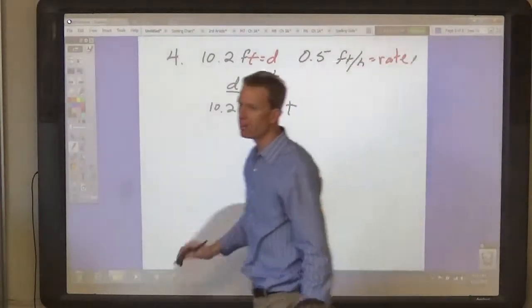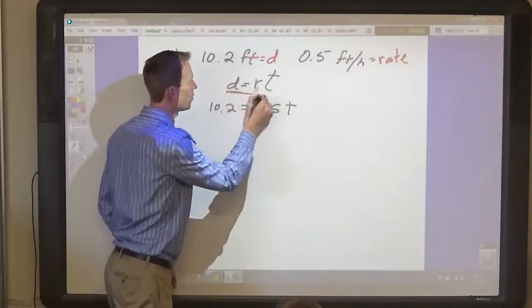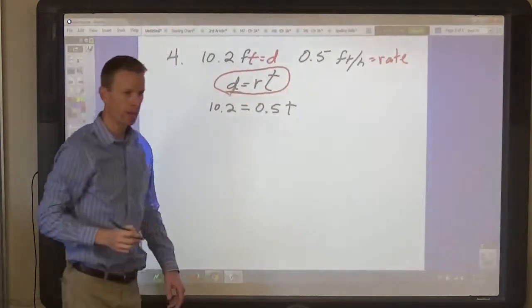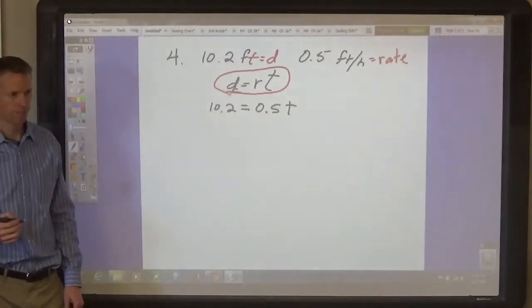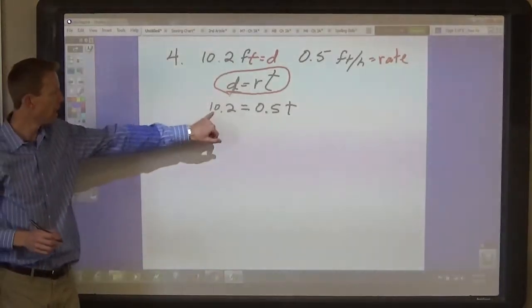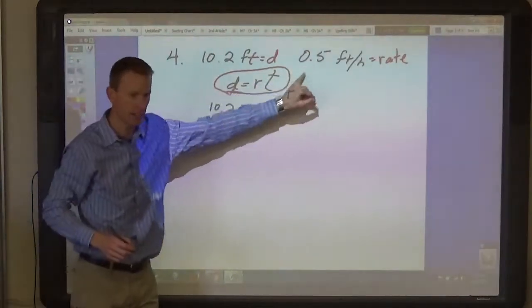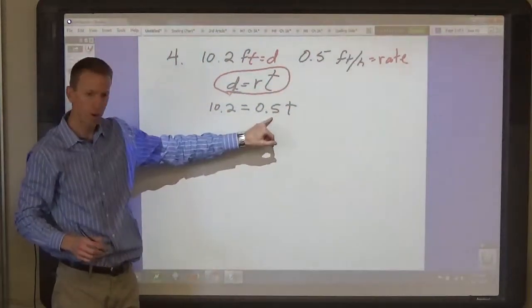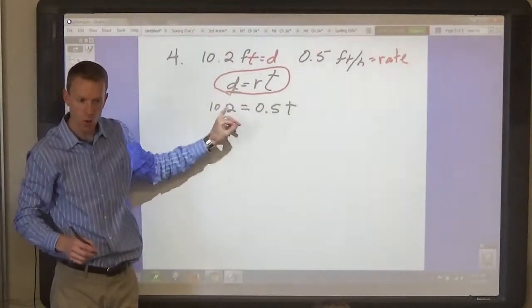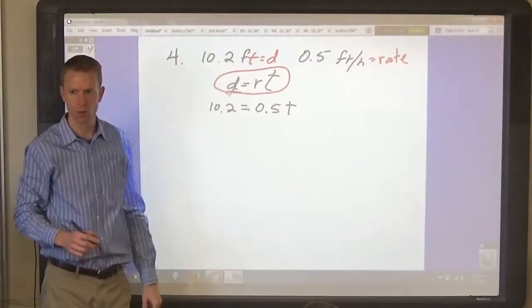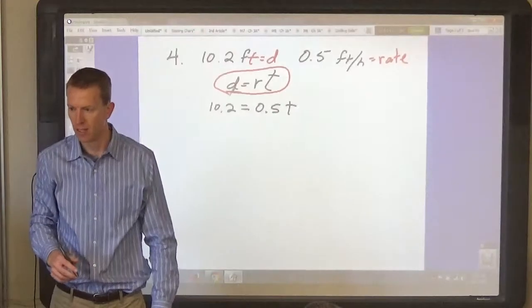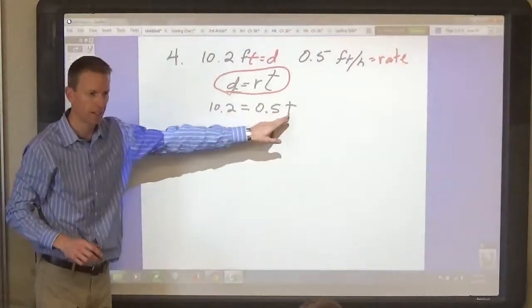So the next thing you'll have to do is write this formula. You have to memorize this formula and write D equals R times T. Okay? Then you'll have to put the information into the formula in this order and then solve it for whatever you're trying to find. In this case, we have to find T, the time, right?